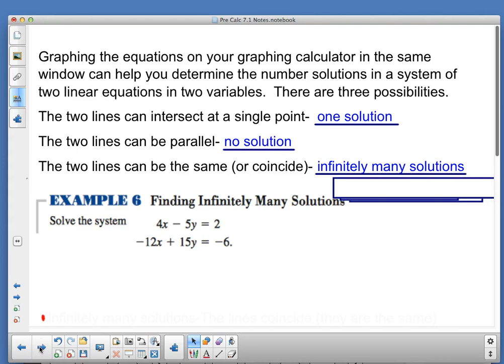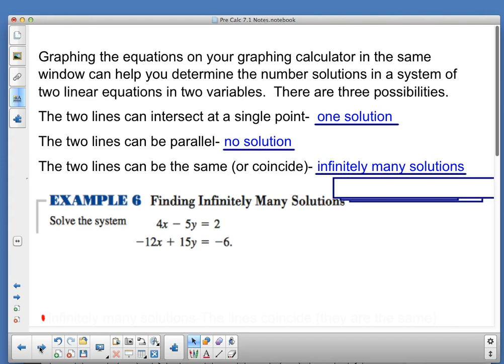Now, stepping on, graphing the equations on your graphing calculator in the same window can help you determine the number of solutions in a system of two linear equations and two variables. Now, if they cross, you got one solution. If they're parallel, you got no solution. If they lie on top of each other, they coincide, you got infinitely many solutions, because think about what that's saying. If I have one equation and the other one's right on top of it, they intersect along the entire length of the equation. So there's infinitely many solutions. If they are parallel, they don't cross, so there's no solution.